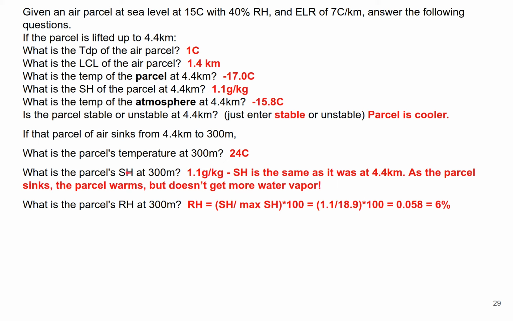So parcel specific humidity is 1.1 grams. As the parcel sinks, the parcel warms, but it doesn't get any more water vapor. The formula for relative humidity is specific humidity divided by max specific humidity times 100. The specific humidity is 1.1 grams. The maximum at a temperature of 24 Celsius is 18.9 grams. 1 over 18.9 is 0.058 times 100 works out to 5.8, and that's going to round to 6%.